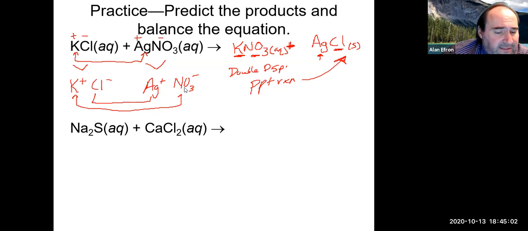So again, you could classify it really either way here. Just kind of depends on which one you're looking at. Any questions on that particular one?